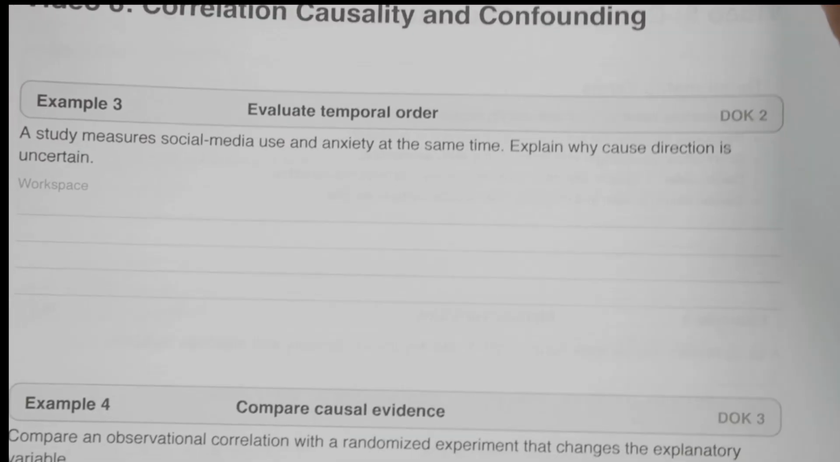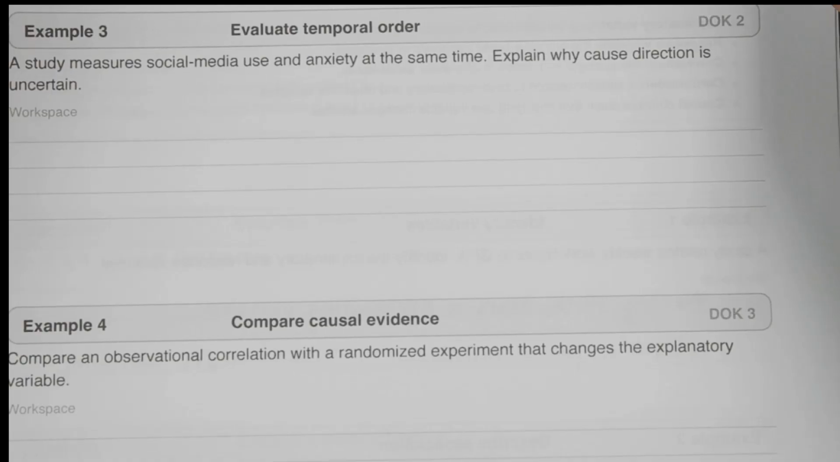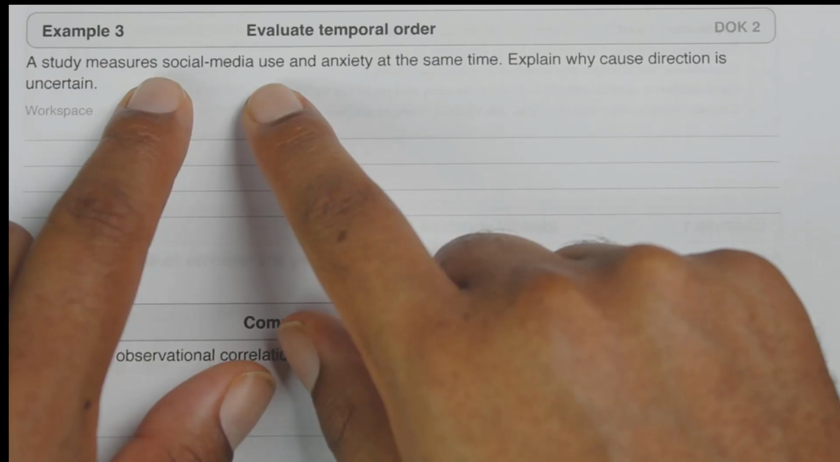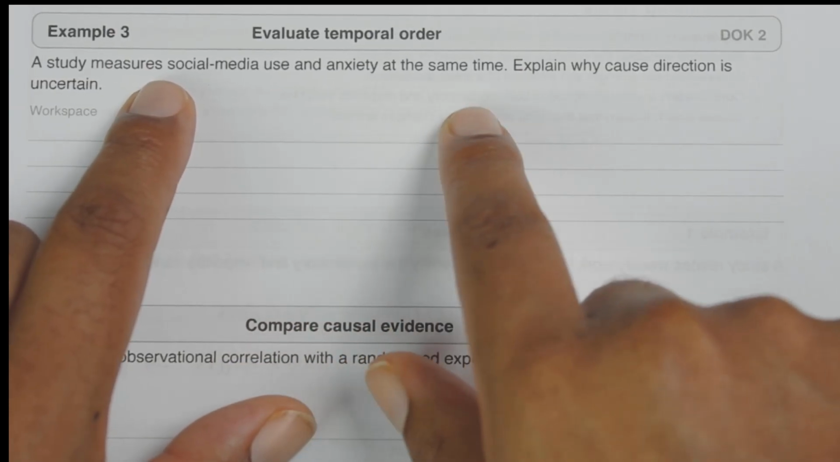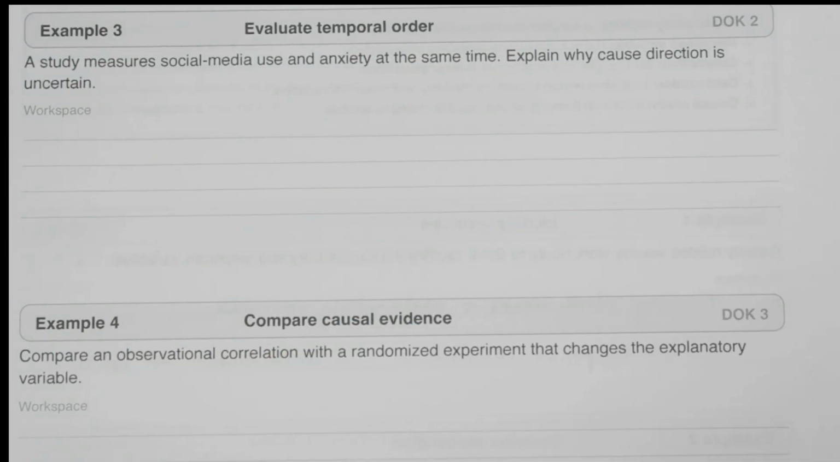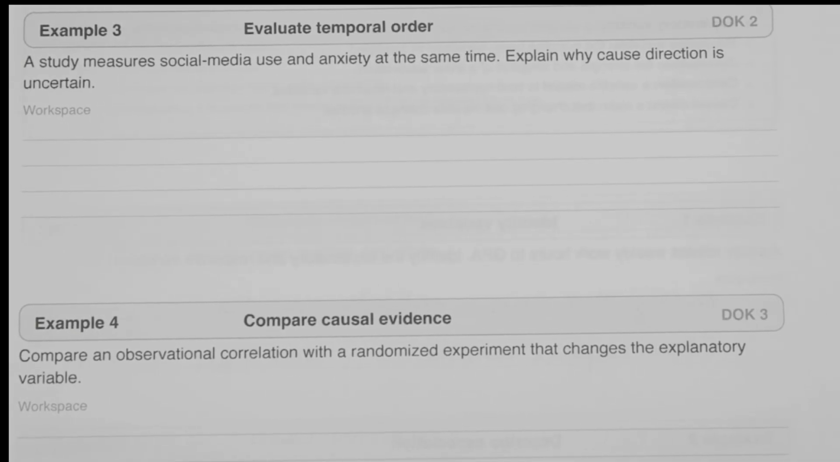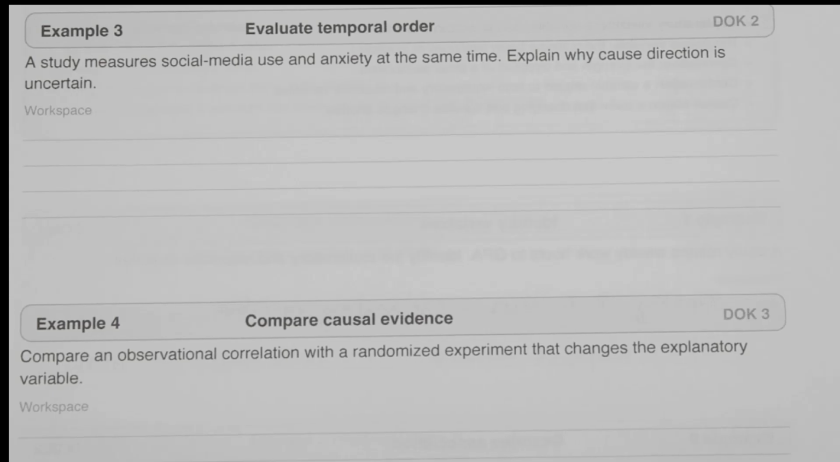All right. Example number 3. Evaluate temporal order. Suppose researchers measure social media use and anxiety at the same time. Explain why cause direction is uncertain. Okay. So if they do this at the same time and they find a relationship between them, can we say that social media use causes anxiety in us?